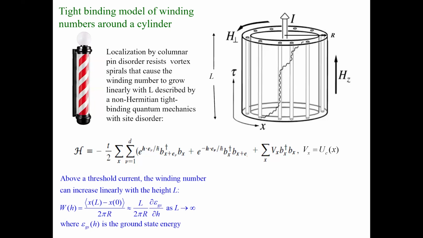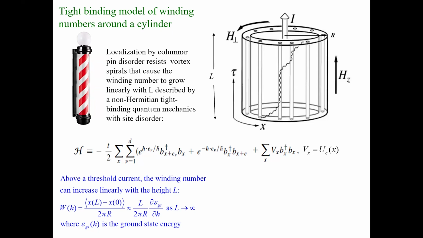And now for the single flux line, you can work out that the entry point, I'm now using X to measure where the flux line is around the ring. The entry point subtracted off from the exit point divided by 2 pi r, that's just the winding number. You can show by this mapping that it turns out to be proportional to the derivative of the ground state energy of the equivalent quantum problem with respect to this imaginary vector potential.